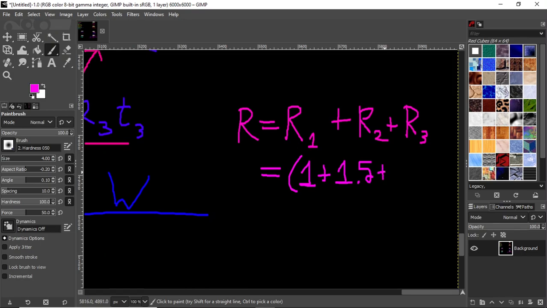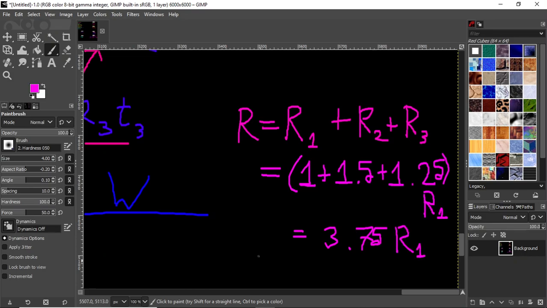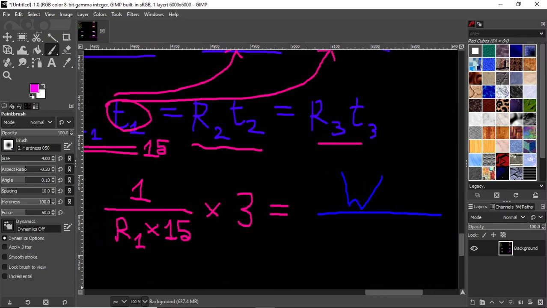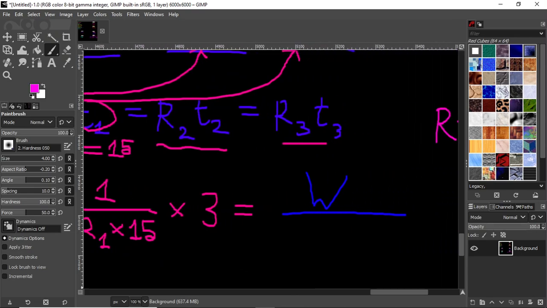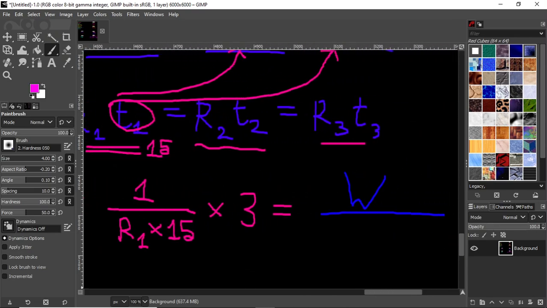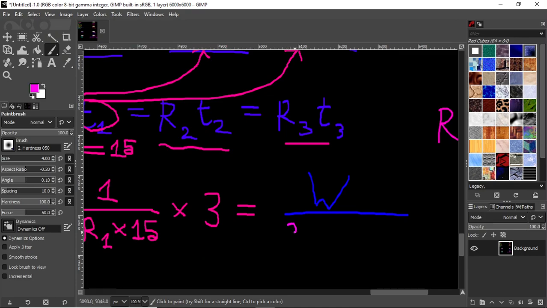multiplied by R1. This is 3.75 R1. All right, and I think you can already see the purpose of why I'm trying to express everything related to rate in terms of R1: now I have R1 on both sides, which I can cancel. So R here is actually 3.75 R1, right?